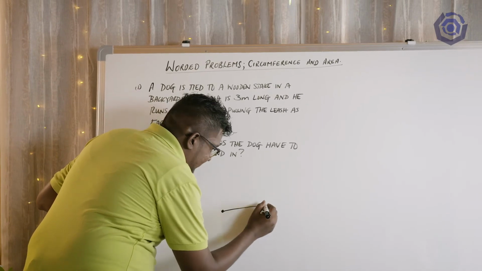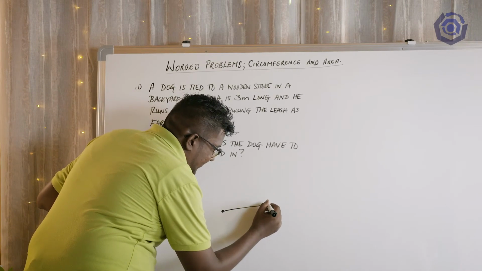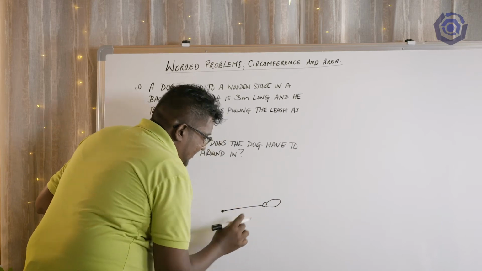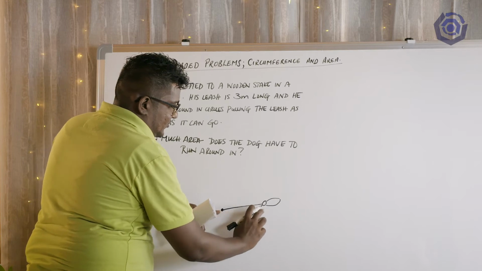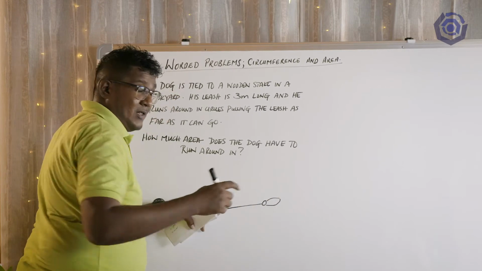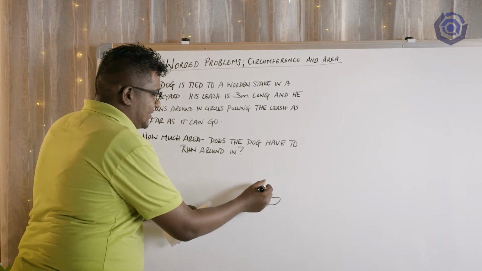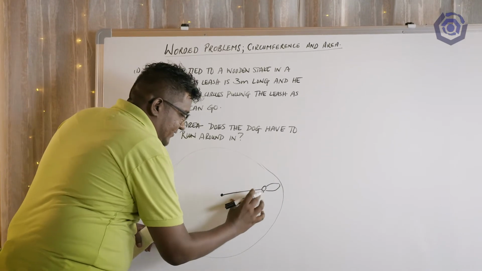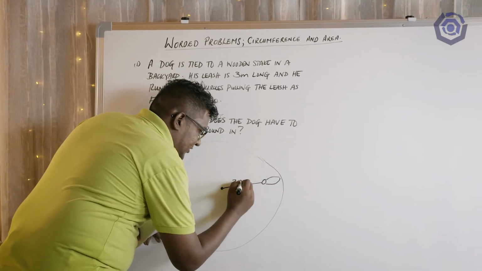Let's draw two circles, or a circle and an oval. So you have a dog. So let me erase this. So the stake is here, the leash, and then the dog. All that's happening is that this dog could go around in a circle, right? And the length of his leash is 3 meters.